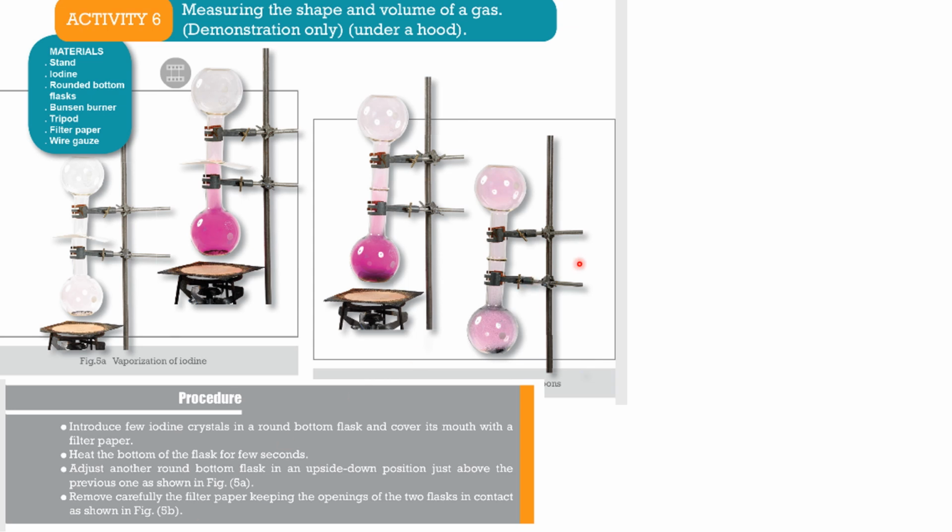So, based on this experiment, we conclude that gas has indefinite shape and it takes the shape of the container and it fills all the available space, as you can see here. It fills the round bottom flask and its shape is the same as the shape of the container. Also its volume is the same as the volume of the container. So gas has indefinite shape and indefinite volume.